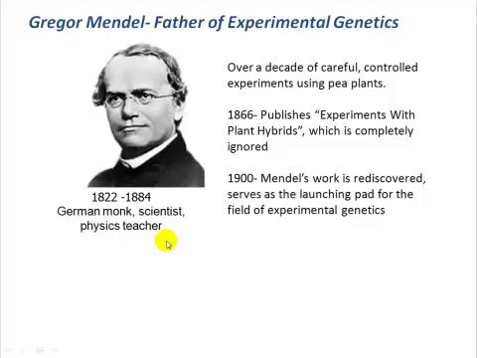You could imagine this like blending the colors of two paint cans, and once you mix those two colors, you really never get back the original colors in that mixed can. So that was the way that most people viewed inheritance, and that was the model that Gregor Mendel set out to test and to investigate. And to do so, he did over a decade of very carefully controlled experiments using pea plants as his model organisms.